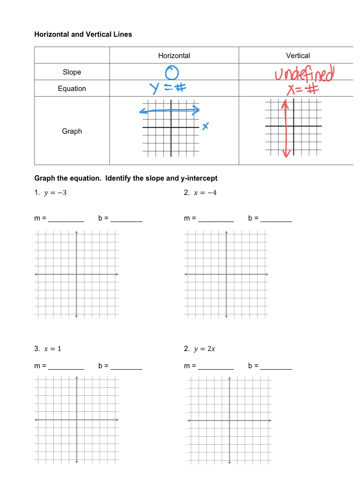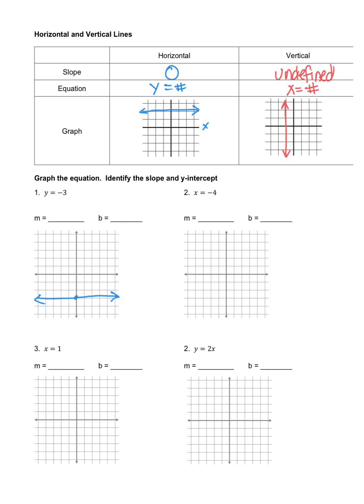Now it says graph the equation, identify the slope and y-intercept. So here we go. We have y equals -3. So let's graph y equals -3. Let's go ahead and go down 1, 2, 3. Graph that line. Nice straight line across.